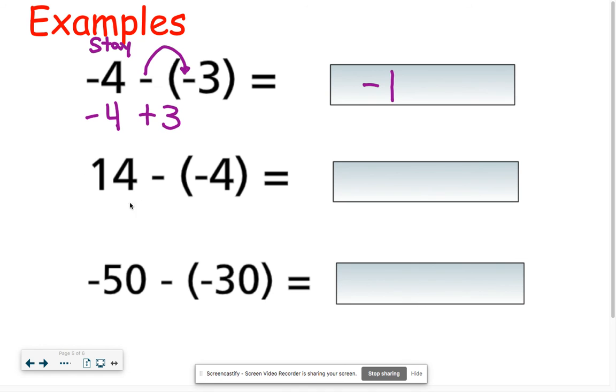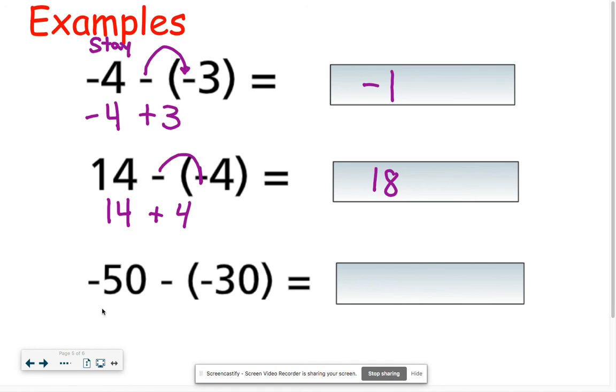Again, we're going to keep the first number the same. It's going to stay a 14. Here we have a minus negative. So we have a minus negative, it turns it into a positive. We changed the symbol. So we end up with a +4. So our numbers are 14 plus 4. 14 plus 4 is 18. So in this case, because our minus negative were next to each other, we actually are just adding this amount to it.